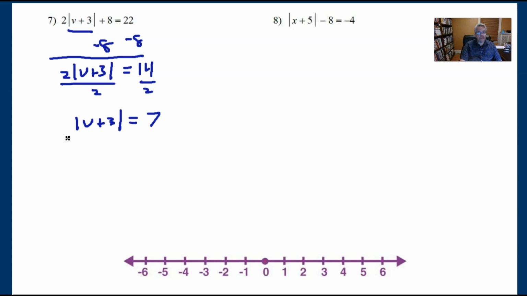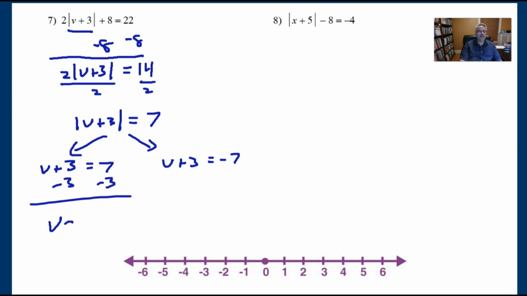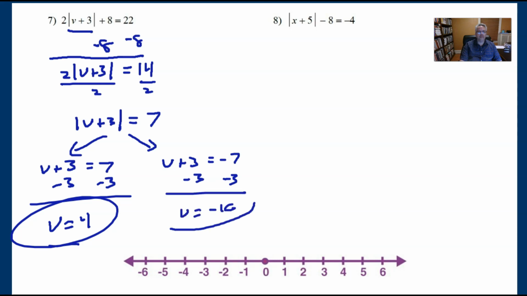Now we can start solving this. We can use the concept of absolute value. If the absolute value of this is equal to 7, that means two things. V plus 3 could equal 7, or maybe v plus 3 is negative 7. Either way, its absolute value would be 7. So let's subtract 3 on both sides, and we get v equals 4. That's one solution. If I subtract 3 on both sides here, I get v equals negative 10. Those are the two solutions to that one.